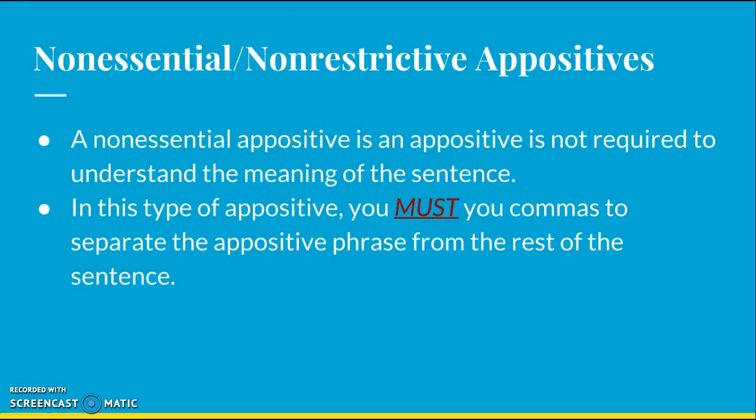The other type of appositive is non-essential, also known as non-restrictive appositives. This type of appositive is not required to understand the meaning of the sentence. So if you take the appositive out, it'll still make sense, but it won't have as much detail. In this type of appositive, you must use commas to separate the appositive phrase from the rest of the sentence.